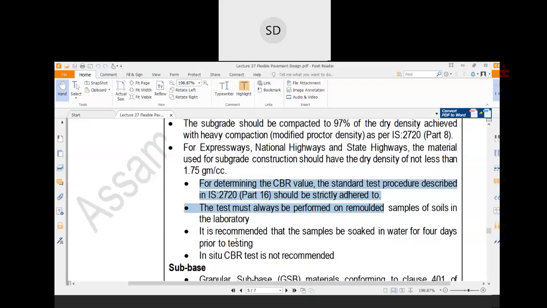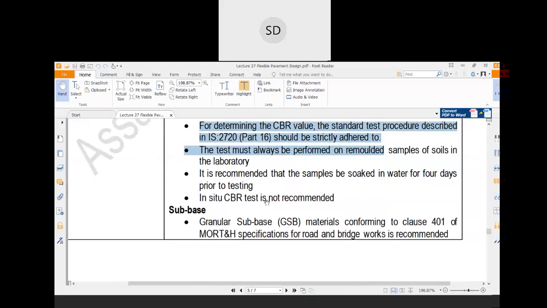For the soaked CBR test, that test is performed where the zone is under a heavy rainfall area. If the area is under a heavy rainfall zone, in that case the CBR test you have to conduct is the soaked CBR test. And for dry or arid regions, the CBR test you have to conduct is the unsoaked CBR test. In situ CBR test is not recommended because CBR is basically a laboratory test and you have to perform it in the laboratory only.